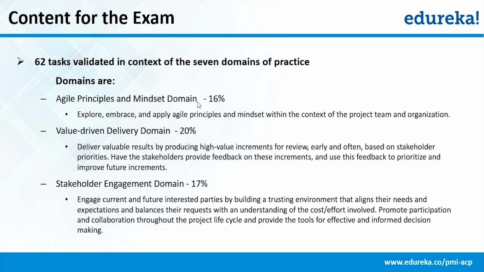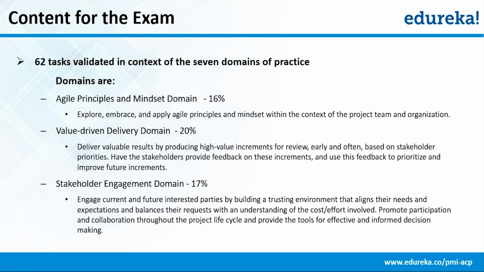And here, the 7 domains are listed out, as well as the percentage or weightage given in the exam. So the first domain we have here is called the Agile Principles and Mindset domain. Here we explore and embrace the Agile principles in the context of the organization and team. Then you have the value-driven domain, where we take feedback from stakeholders on what is best for the product. It's not only to build the product right through quality, but also to build the right product. That means, are we really catering to what is required in the market?